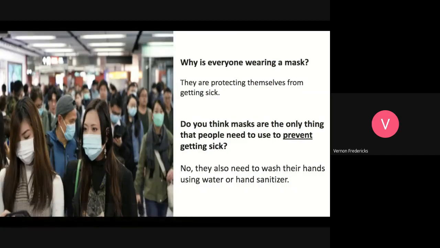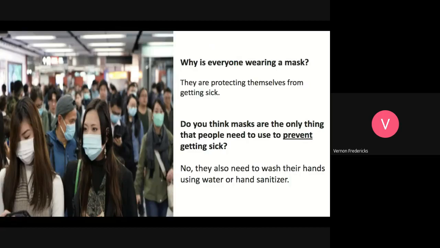The word is prevent. Okay, so you have a picture there. Everybody's wearing a mask. Why is everybody wearing a mask? Okay, they are protecting themselves from getting sick.